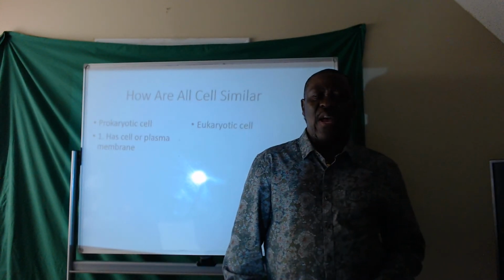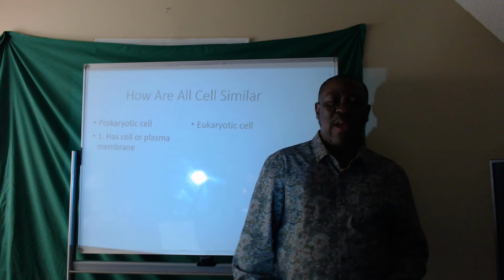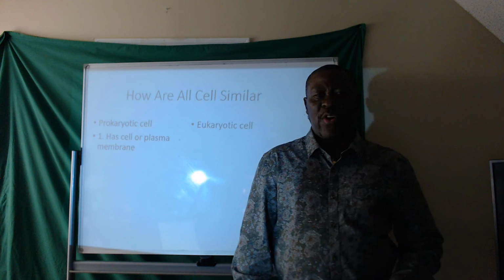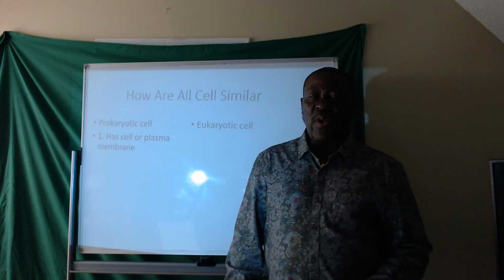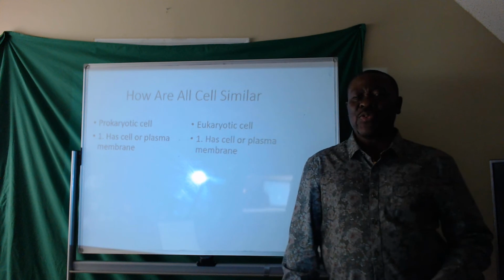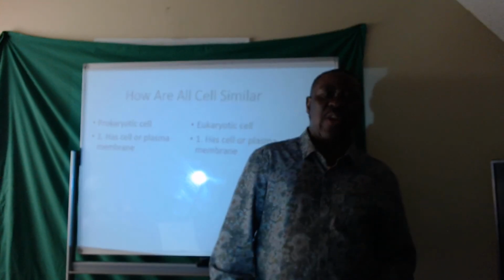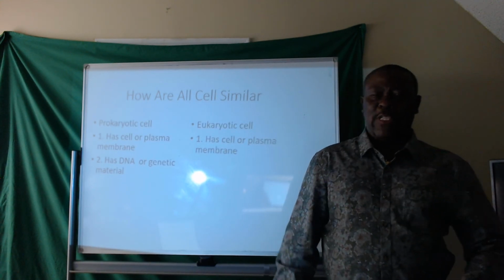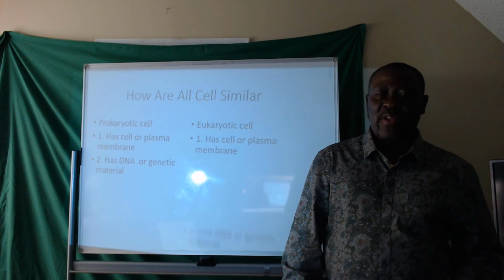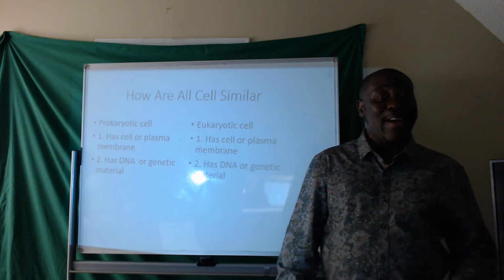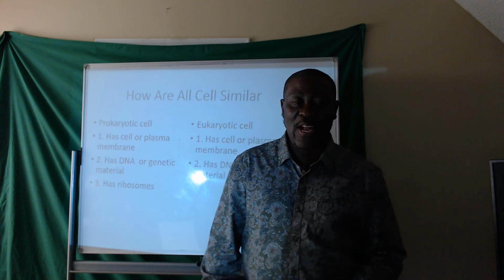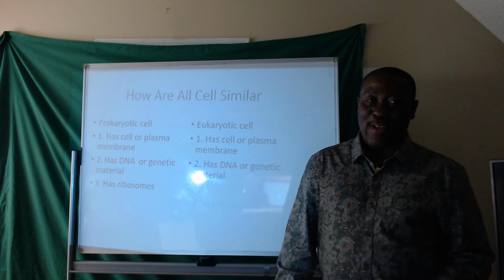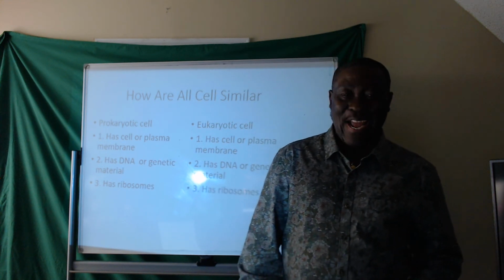Prokaryotic cell, what do you have? I have a cell, a plasma membrane. Okay, let's go to eukaryotic cell. Mr. Eukaryotic cell, what do you have? How are you similar to prokaryotic cell? Oh, he too has a plasma membrane or cell membrane. Let's go to a second similarity. Prokaryotic cell: I have DNA or genetic material. Guess what eukaryotic says? Me too. I have DNA or genetic material. What else? I have ribosome. It said, I bet you don't have ribosome. It said, really? Check me out. Me too. I have ribosome.